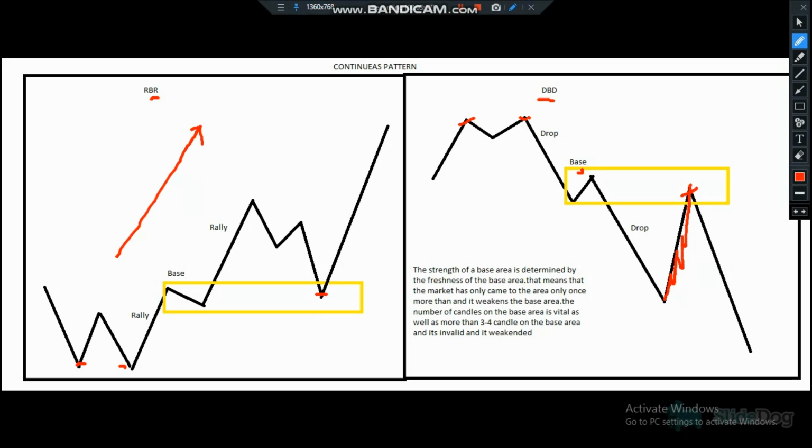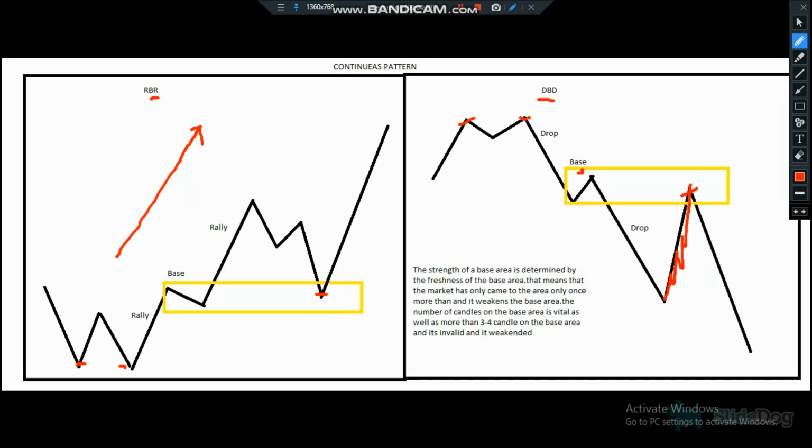As you can see, the strength of a base area is determined by the freshness of the base area. That means that if the market has come to the area more than once, it weakens the base area. The number of candles on the base area is vital as well. More than 3 or 4 candles on the base area, and it is invalid and weakened. So basically, the strength of the base area is determined by how many times price has come to that area.